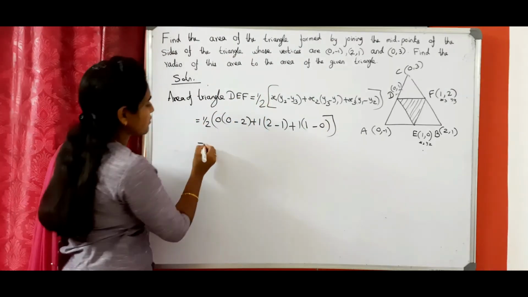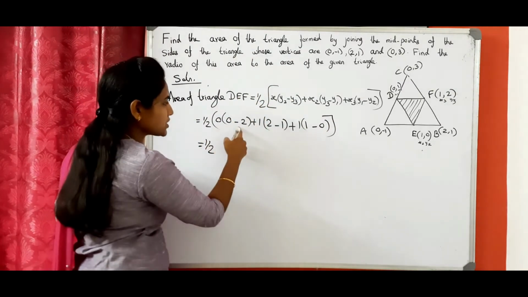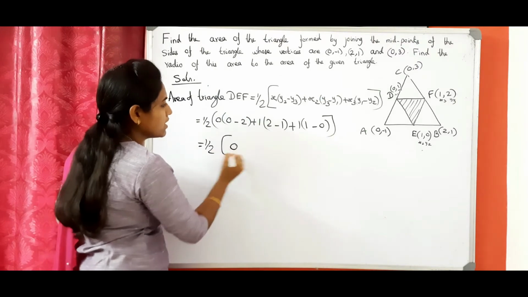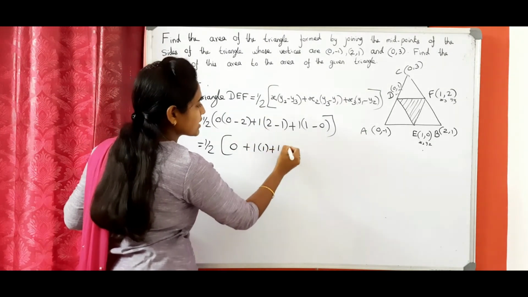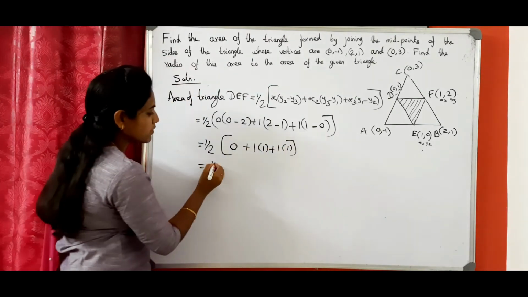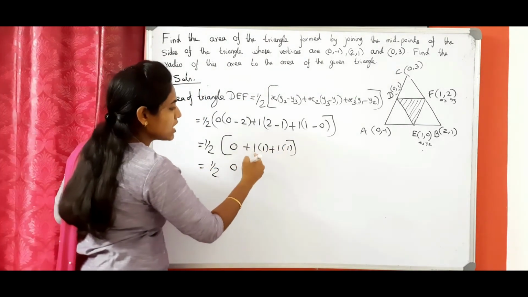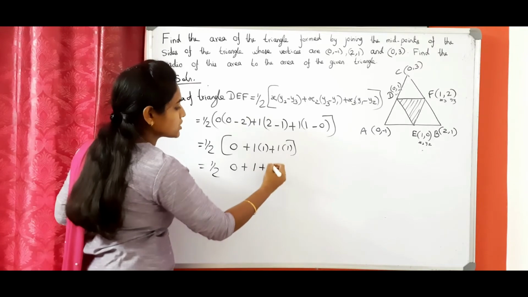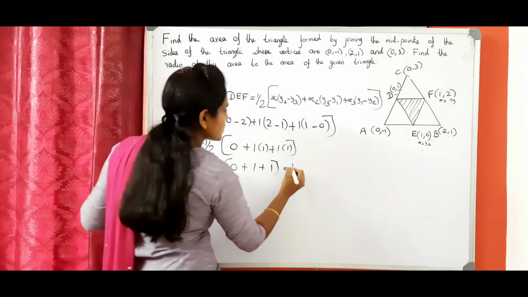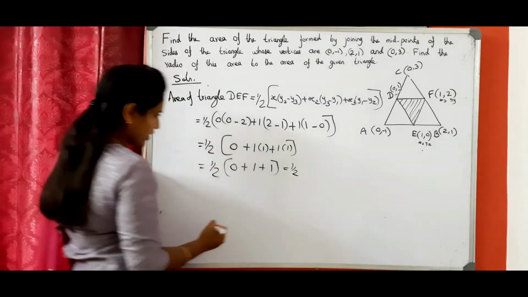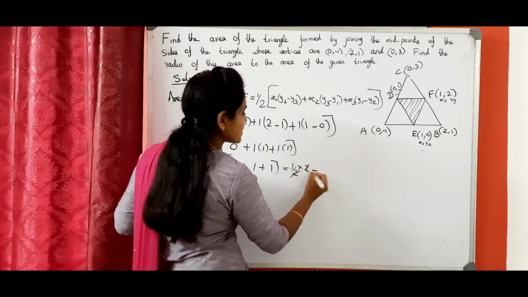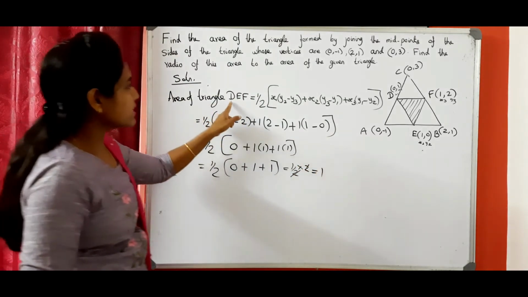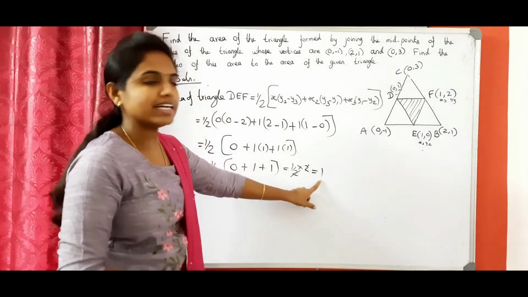Next you just simplify. 1 by 2 into 0 into any number is 0, plus 1 into (2 minus 1), 1, plus 1 into 1. 1 by 2 into 0 plus 1 into 1, 1 plus 1 into 1, 1, which is equal to 1 by 2 into 1 plus 1, 2. So 2 cancels. The area of triangle DEF, we got 1.